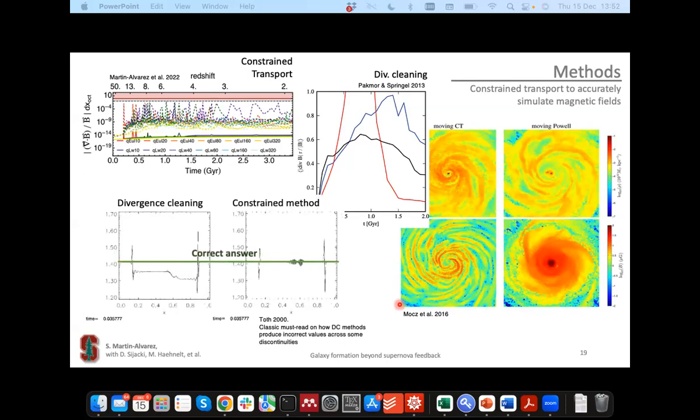And this is not something that is brand new. This has been known since the 90s. There's a lot of work by Balsara and also Todd that shows that with your divergence cleaning, sure, you're never going to get things right in these discontinuities, but your divergence cleaning method injects conserved quantities. So conserved quantities are not conserved. So this is a bit of a problem.